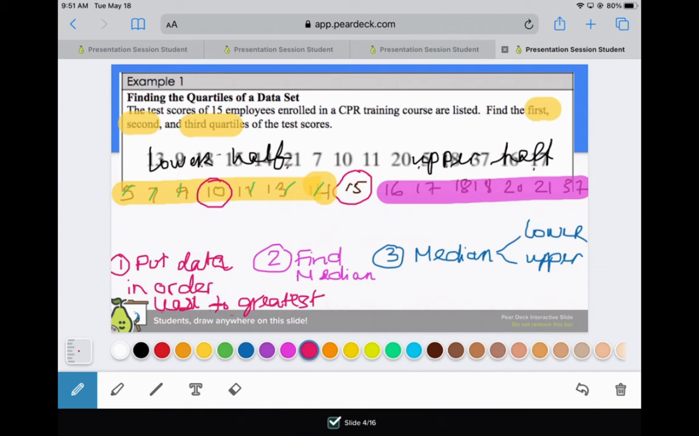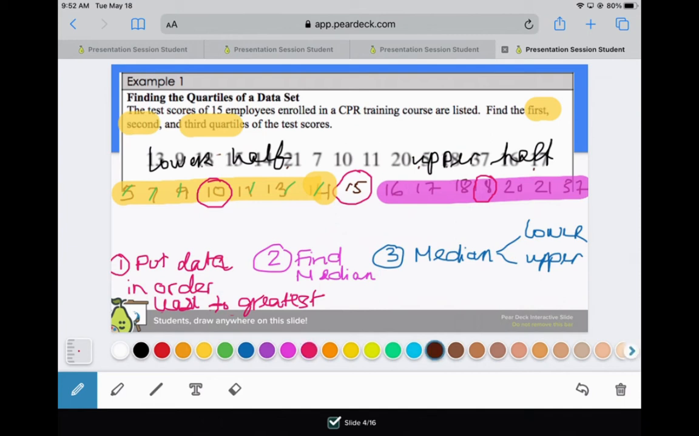I'm doing the same thing for the upper half. I'm going to find the median of the upper half. Can someone tell me what is the median of the upper half? 18, thank you. So right here, which is 18.